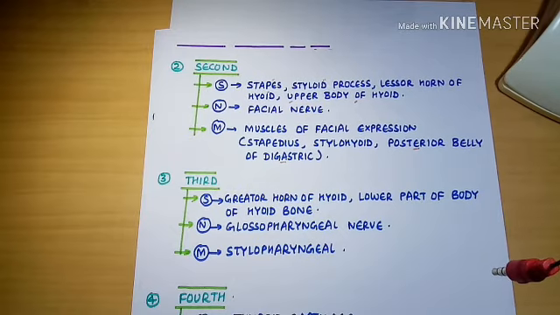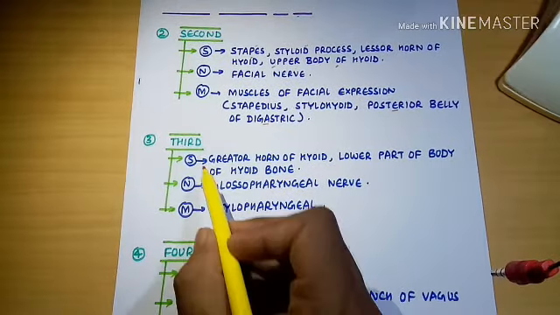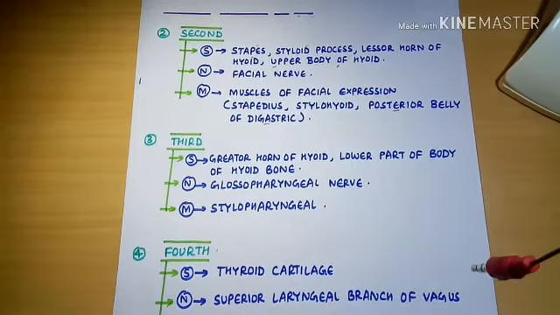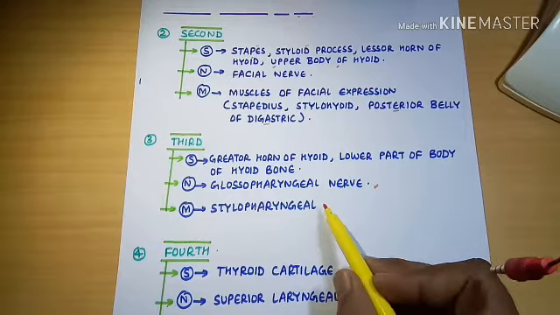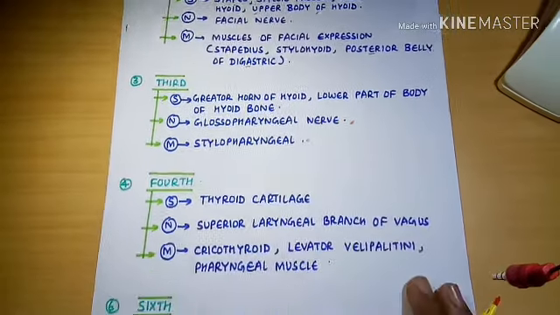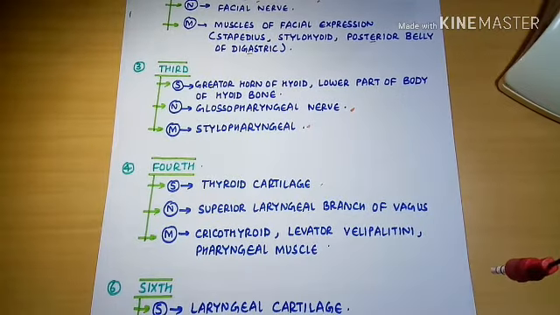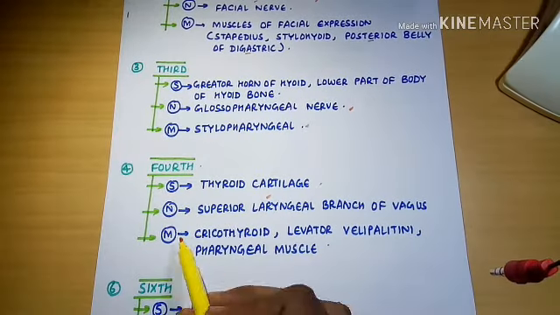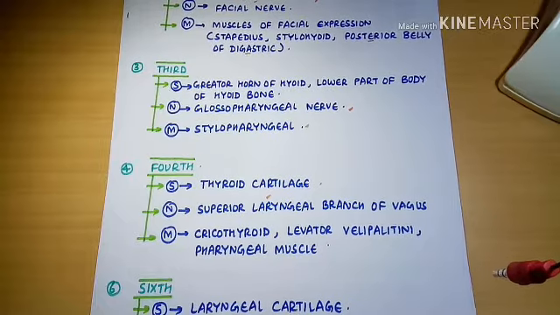From the third pharyngeal arch also some structures, muscles and nerves are formed. The structures are the greater horn of the hyoid and lower body of the hyoid bone. The glossopharyngeal nerve is formed from the third pharyngeal arch, and the stylopharyngeus muscle is formed from the third pharyngeal arch. From the fourth pharyngeal arch, thyroid cartilage is formed, and the superior laryngeal branch of the vagus nerve is formed from the fourth pharyngeal arch. And the muscles are the cricothyroid, levator veli palatini, and the pharyngeal constrictor muscles.